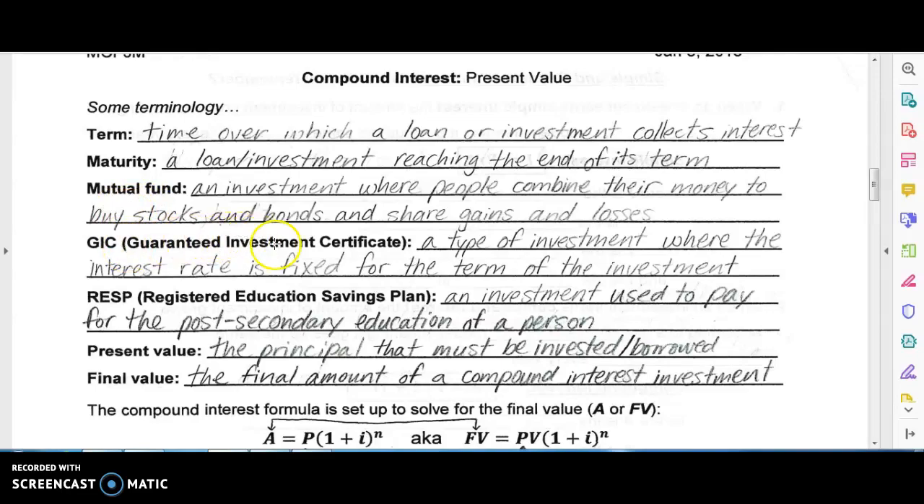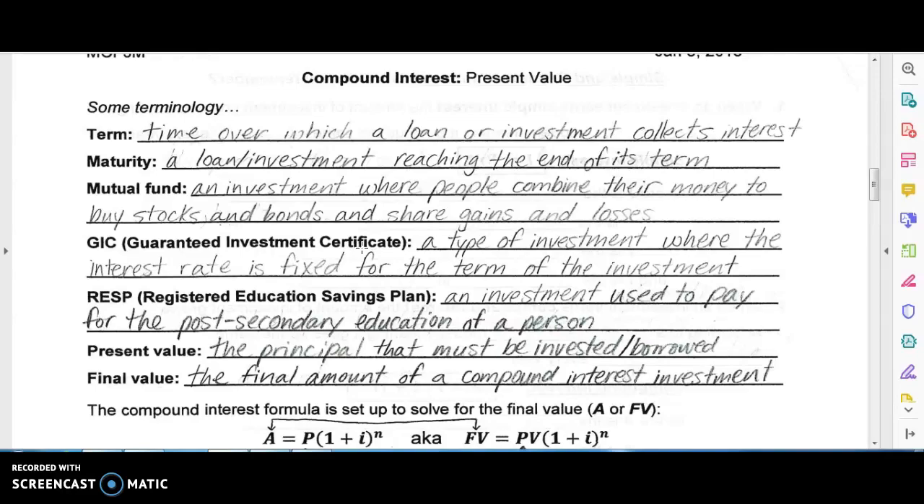A GIC is a guaranteed investment certificate. That is a type of investment where the interest rate is fixed for the term of the investment. So basically you get a fixed interest rate. It could be like a 10-year GIC, and for those 10 years, you'll get the same amount of interest. It'll tell you at the start, okay, you can invest in this GIC. It'll get you 3% interest for 10 years.